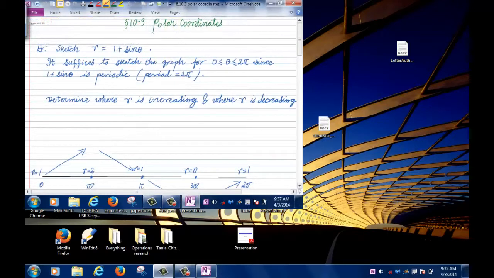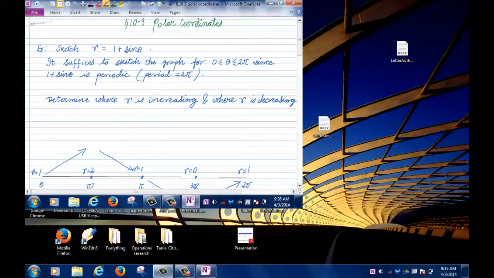Okay, so last time we were discussing how to sketch graphs of equations in polar coordinates, and I wanted to start with reviewing what we did last time. So remember that one of the equations that we had was this: r is 1 plus sine theta.